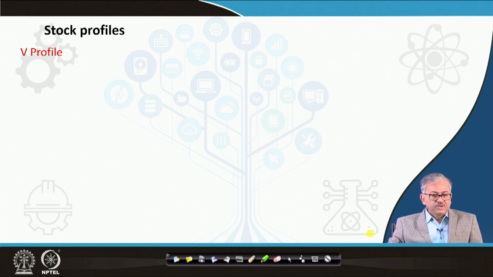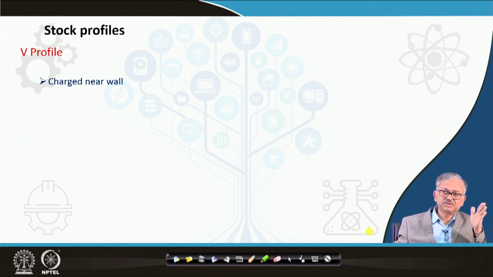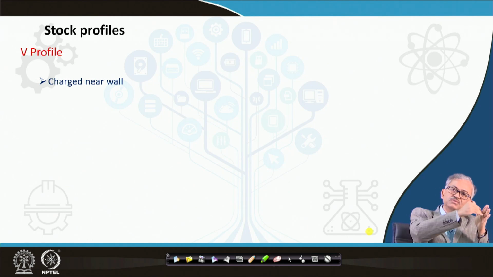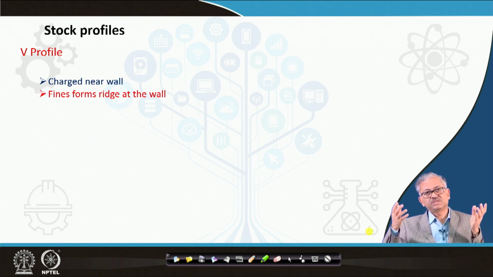And when this stock profile forms, you can see with the bell-less charging, if you charge the material near the wall, in case of the bell charging, if your armor location is towards the periphery, because then it will not deflect the material too much, the material will fall near the wall. And then what happens, there is a fines ridge near the wall, because obviously you have ore material, you have a lot of fines with it. Some fines are generated because of impact also.